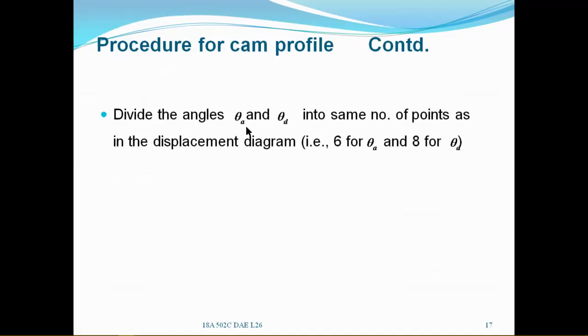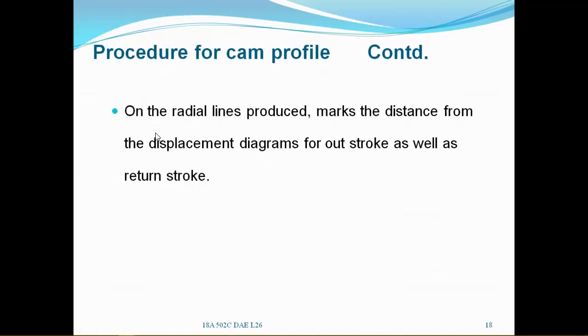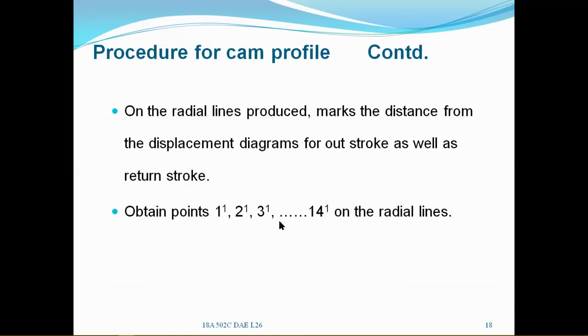Divide the angles theta A and theta D into the same number of points as in the displacement diagram, that is 6 for outstroke and 8 for return stroke. Draw radial lines passing through the points from center O and extend them outward. On the radial lines produced, mark the distances from the displacement diagrams for the outstroke as well as the return stroke. Obtain the points 1 dash, 2 dash, 3 dash, and so on up to 14 dash on the radial lines.